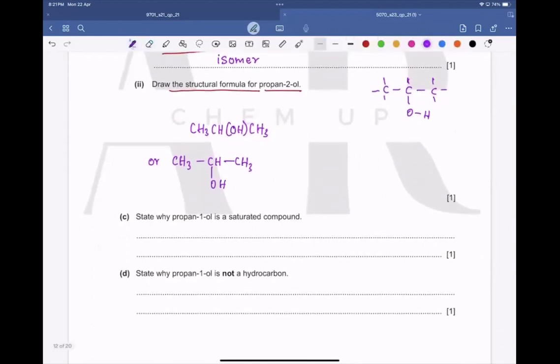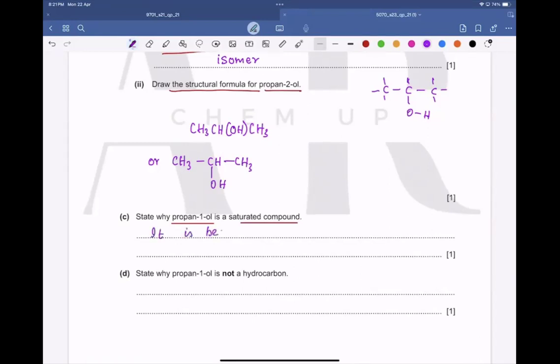Okay, now next part. State why propan-1-ol is a saturated compound. Yes, I think it's very easy. Who can tell me the answer? Yes, who is going to tell me the answer?